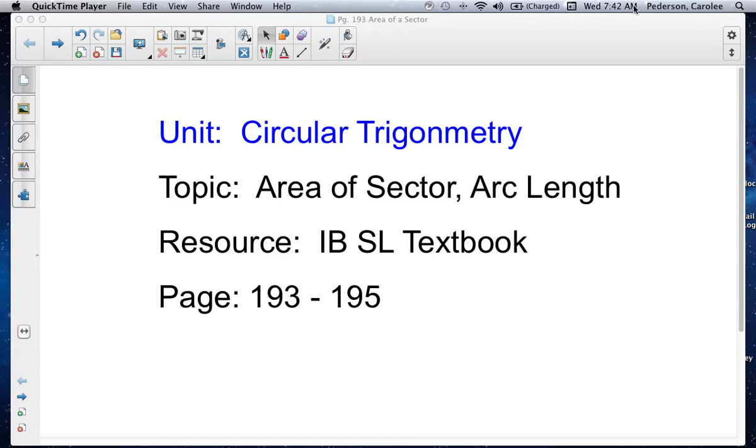This unit is circular trig. The topic is area of a sector and arc length. You can find this in the IBSL textbook on pages 193 to 195.